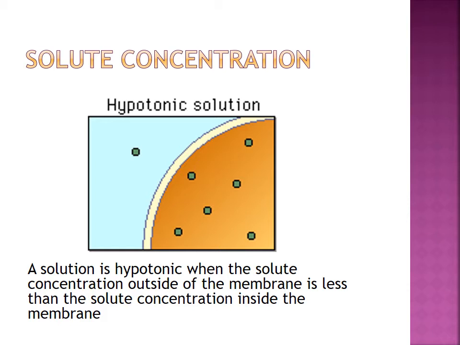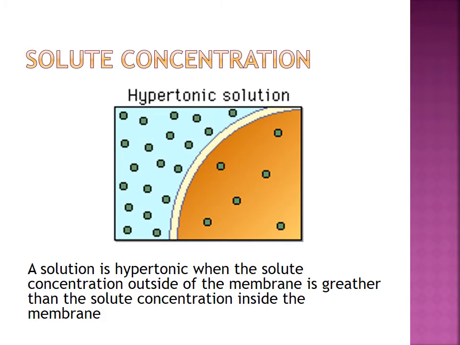The final category is hypertonic. With a hypertonic solution, the cell, the orange one, is placed into a solution, the blue, that has more solutes than it. Greater solute concentration.